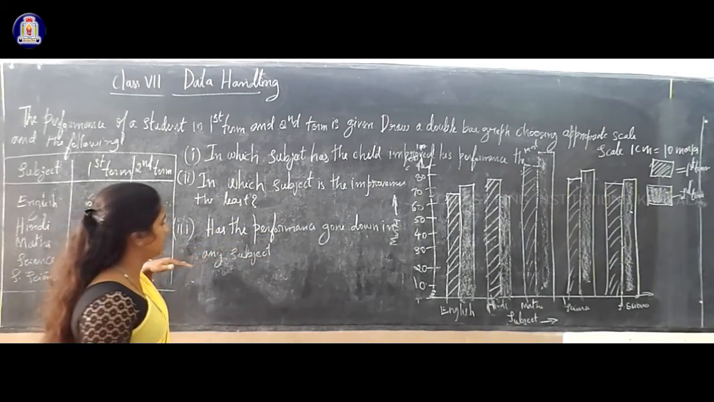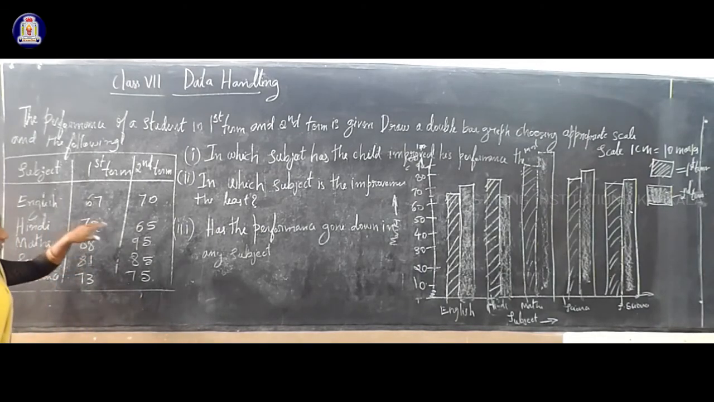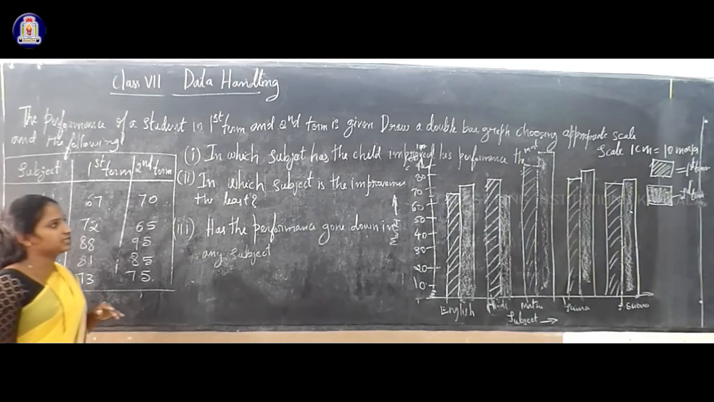Now we can see in mathematics, in the first term he scored 88 marks and in the second term he scored 95. That means performance is increased, right? Marks are increased. So we can say that in the math subject the child improved his performance. It means marks are increased in maths, from 88 in the first term to 95 in the second term. So the first answer: in math the child improved.